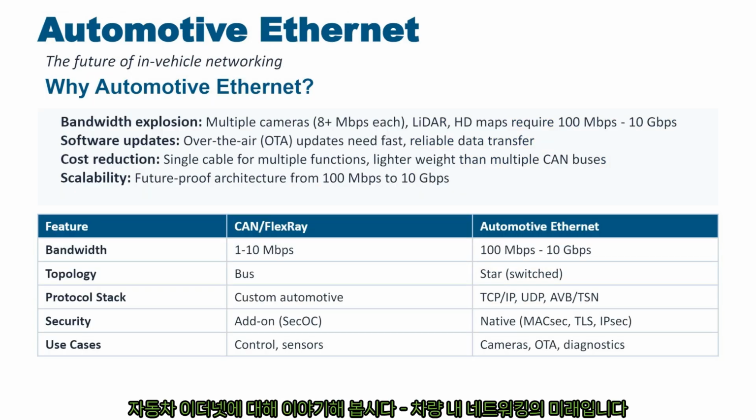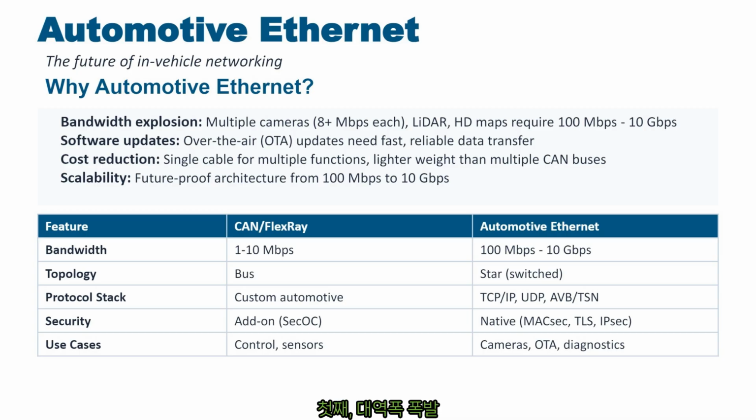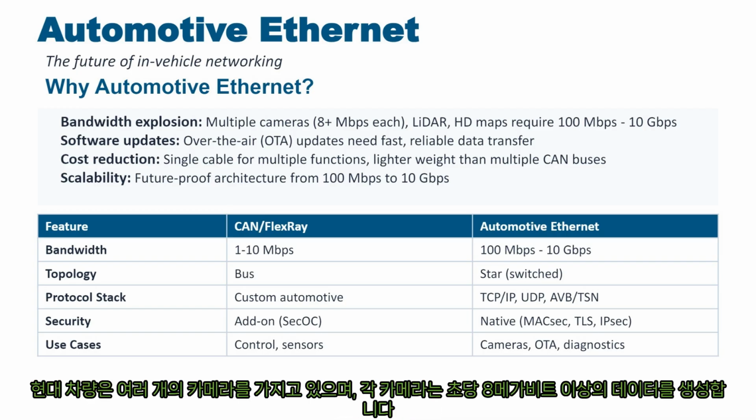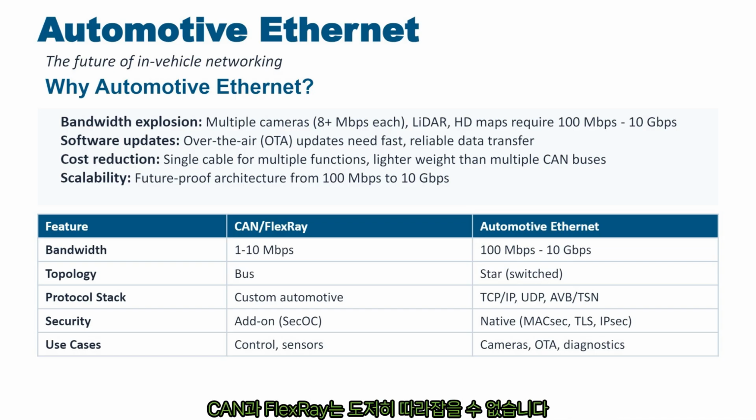Let's talk about Automotive Ethernet, the future of in-vehicle networking. Why is the industry moving to Ethernet? Let me give you 4 compelling reasons. First, bandwidth explosion. Modern vehicles have multiple cameras, each generating 8+ megabits per second. Add LiDAR sensors, HD map data, and suddenly you need 100 megabits to 10 gigabits per second. CAN and FlexRay simply can't keep up.